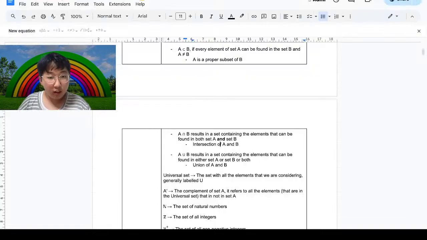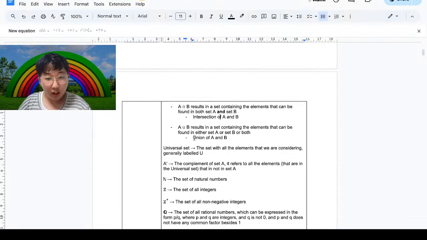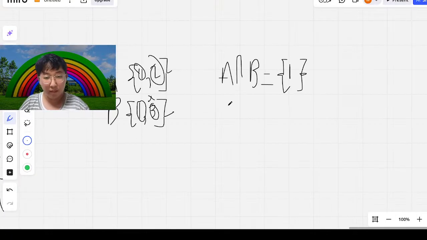All right, let's look at the next one. It's called the union of A and B. It results in a set containing the elements that can be found in either set A or set B or both. So it doesn't matter if it is in A or B or both. It just has to be present in one of them.